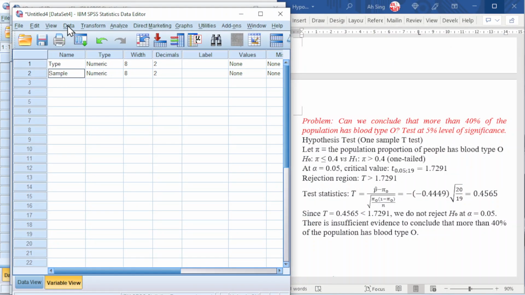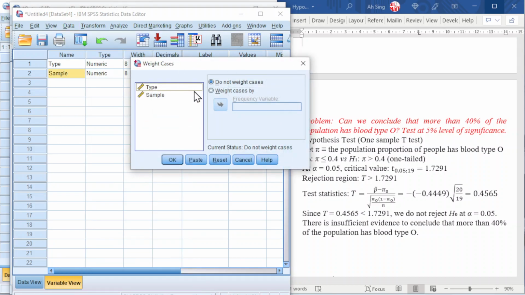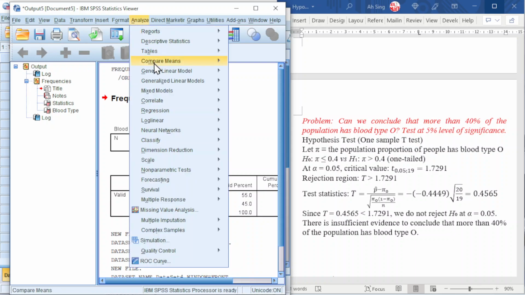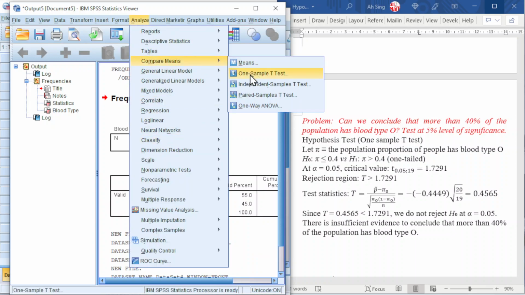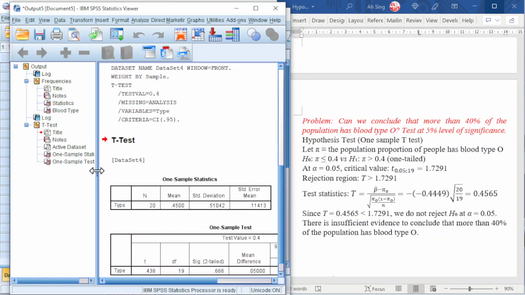Next, weight cases. So go to Data, Weight Cases. We should weight according to the frequency that we labeled as sample. Click on OK. Now we can perform the test. Analyze, Compare Means, One Sample T Test. Move the variable of interest to test variables. Test value here according to the question is 40%, which is 0.4. Click on OK and we should obtain the result.